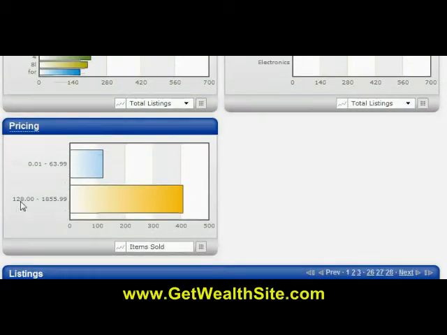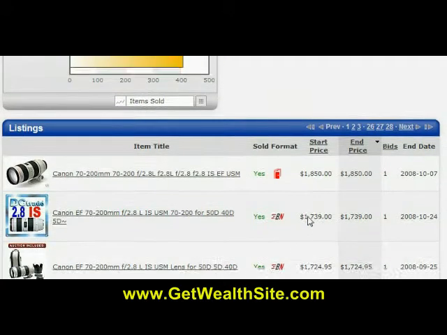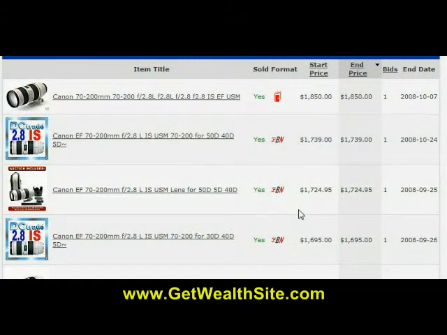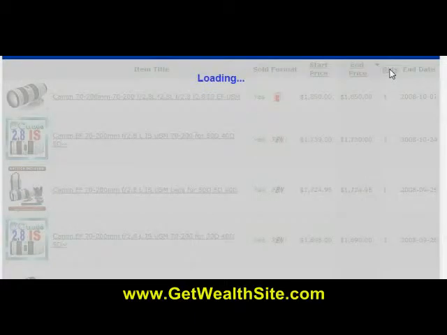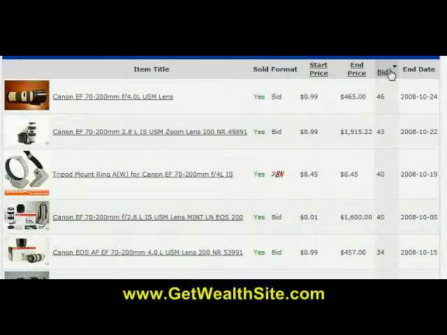For pricing, you can see the prices that people are usually starting at. And then, most importantly, you can look at the listings. Now this is amazing because you can actually click on this bids up here, and it will sort and show you the listings that have the most bids starting off. So right here, this is a perfect example of a lens someone took a picture of, and they sold. The end price is around $465. However, there were 46 bids on this, which means people were going nuts bidding on this product.